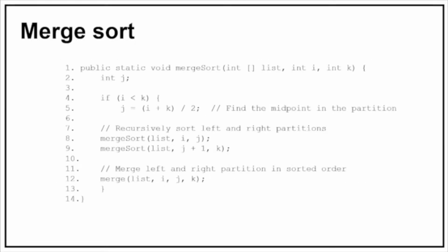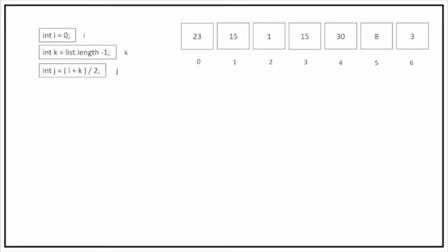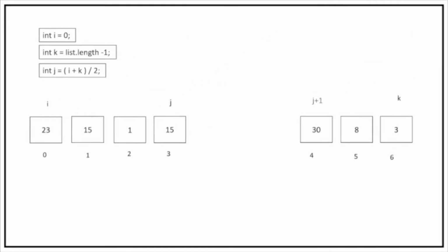And here's the algorithm. As you can see, on lines 8 and 9, we have the recursive calls for merge sort. On line 12, we have the actual merge call, which will merge all of the singular lists back together. Moving forward, we have the visual demonstration of what happens. i is set to the beginning, j is the midpoint, and k is the end. With this, we can then separate our list. We have i to j and j plus 1 to k. These will be our left list and right list.